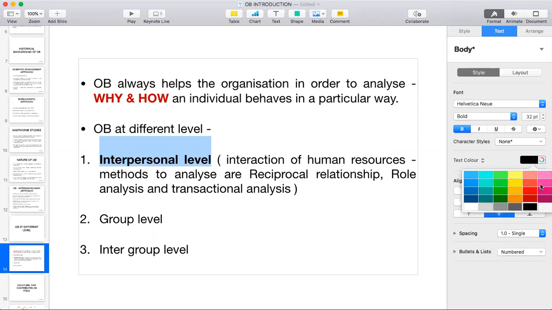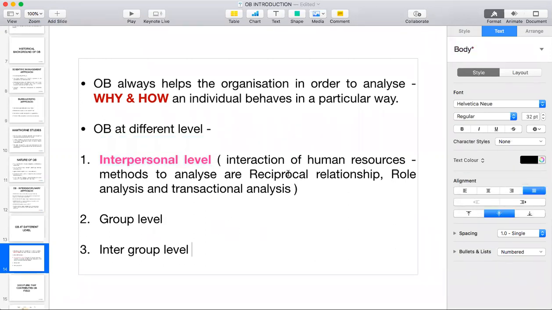Now, the first part we're talking about is reciprocal relationship: how a particular person is responding towards another. For example, sales managers of the same cadre for different locations may interact with each other. So reciprocal means how two individuals are reacting towards each other. Role analysis means a particular responsibility or job is assigned to a particular person, and how that person reacts in such a situation, in such a contingency.